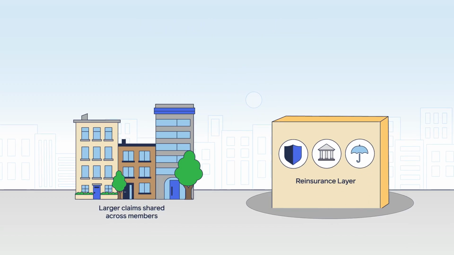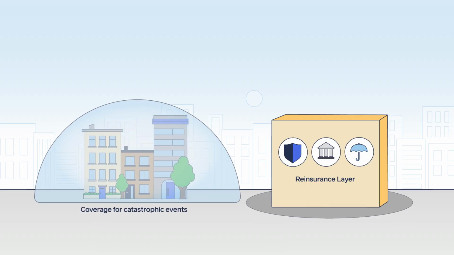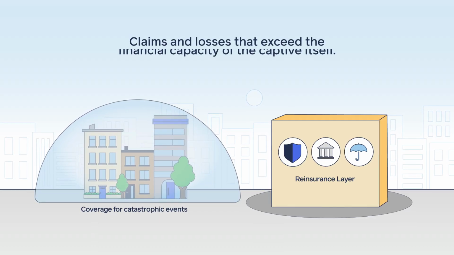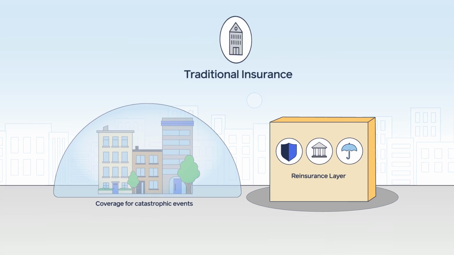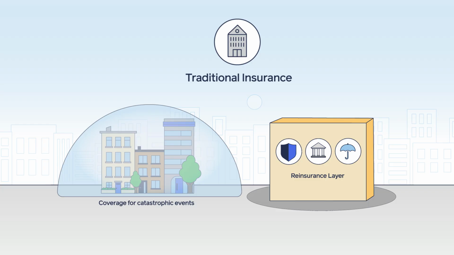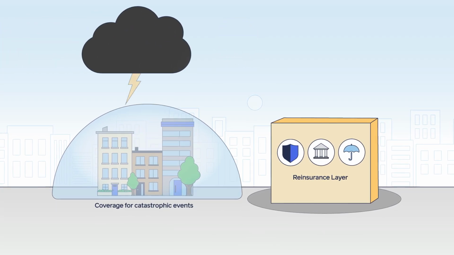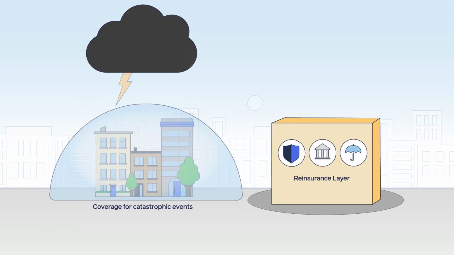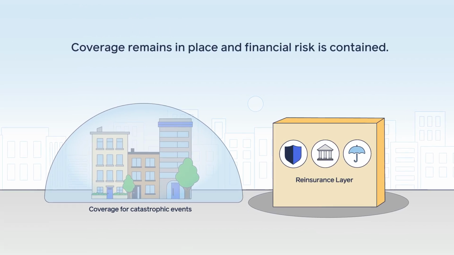Finally, there is the reinsurance layer. This layer is designed for severe catastrophic events, claims and losses that exceed the financial capacity of the captive itself. Here, traditional insurance and reinsurance markets step in, providing protection beyond the group's defined limits. This ensures that even in worst-case scenarios, coverage remains in place and financial risk is contained.